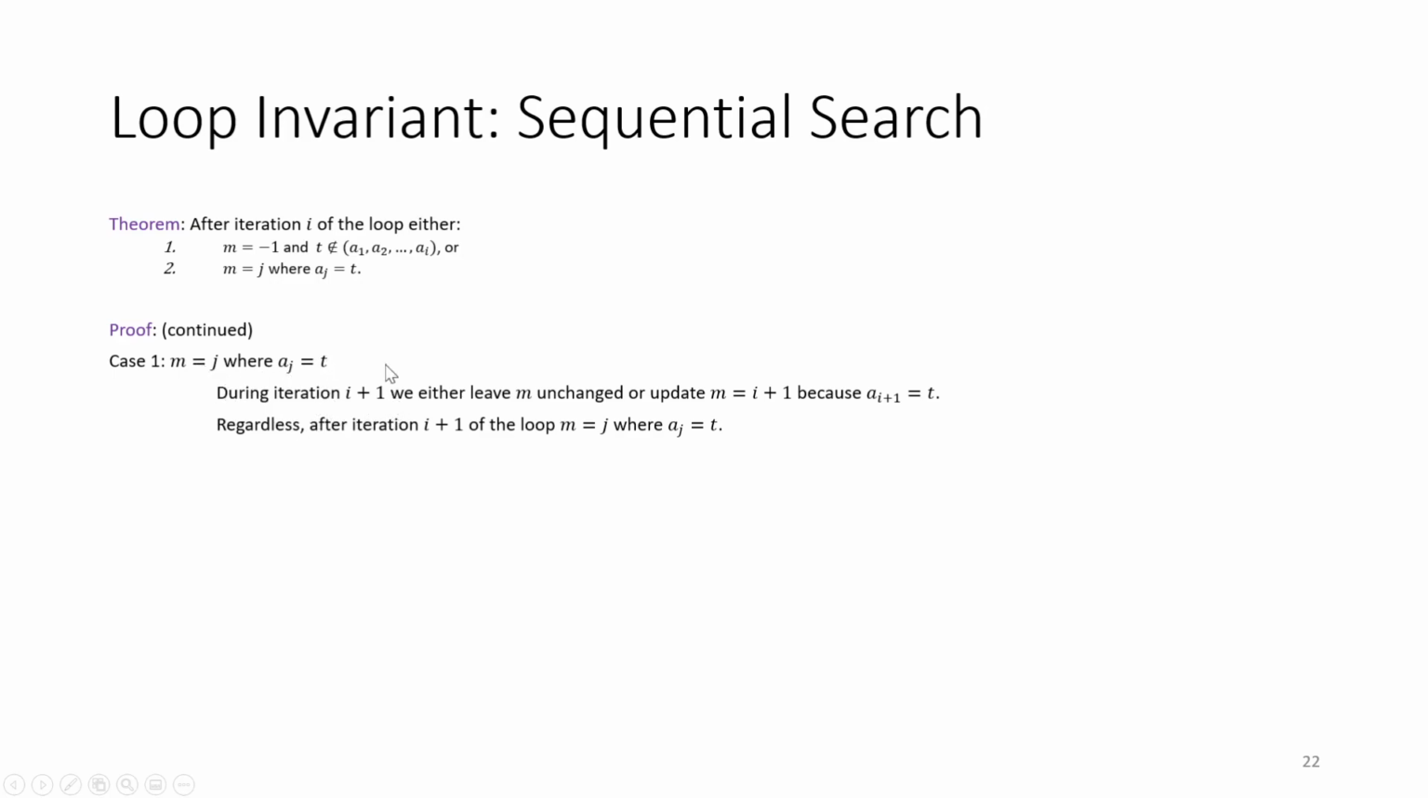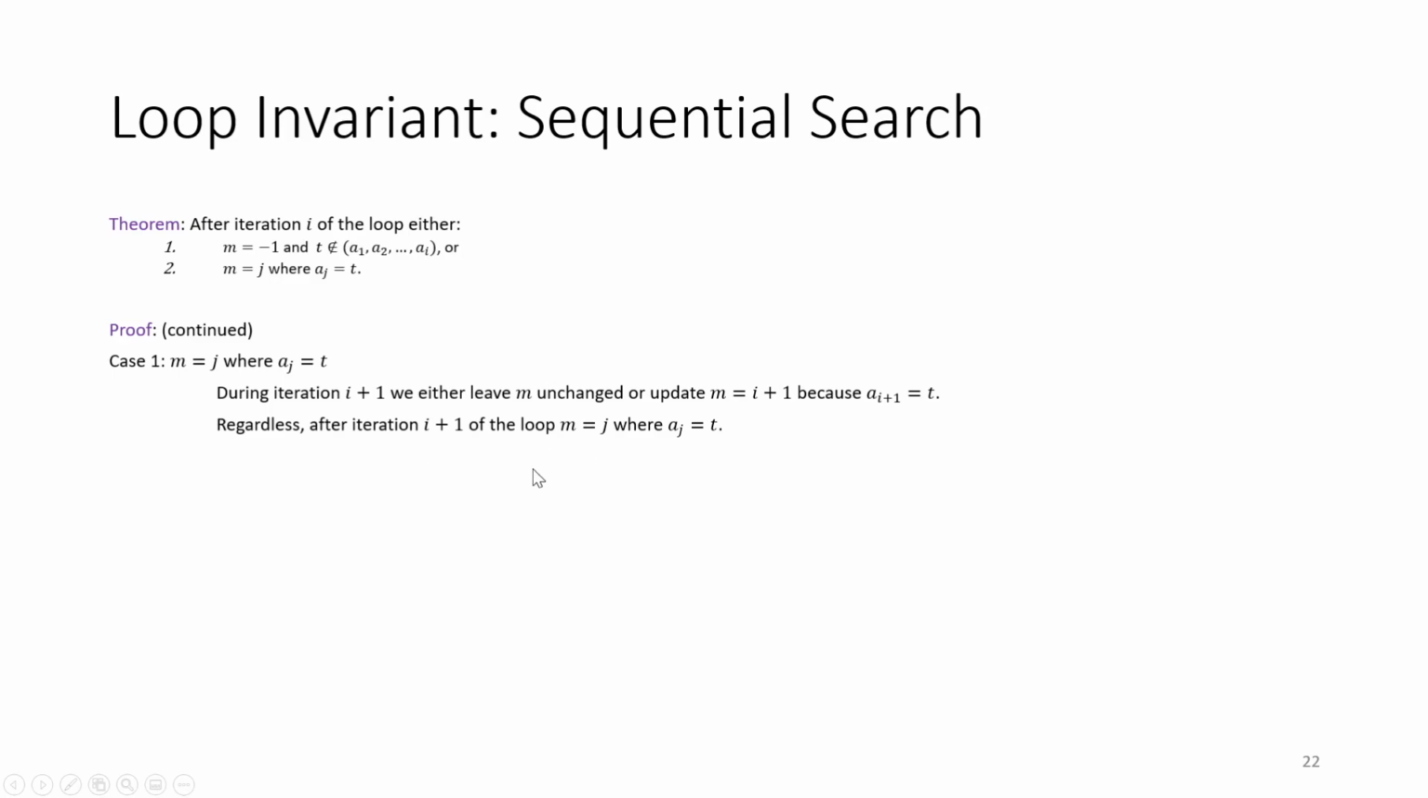Now, let's think about what happens in iteration i+1. Of course, we are going to do one of two possible things. We might not change m. We might just leave it as j. If we do leave it as j, then it is still equal to a j where a_j is equal to t. So if we don't change it, we're good. We don't have to prove anything. The other possibility is we might update it. We're in iteration i+1, so we compare a_{i+1} to t, and if they're equal, we might update it. In which case, it will also be true that m is equal to a j such that a_j is equal to t. It just happens to be the case that j will be i+1.